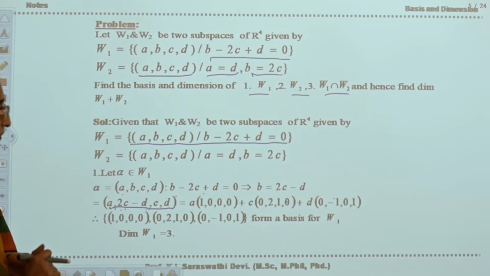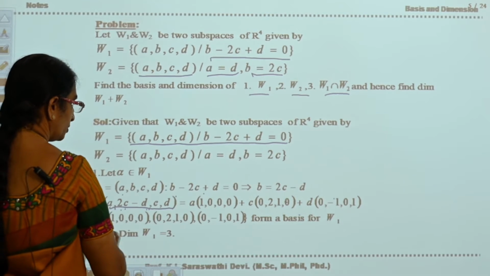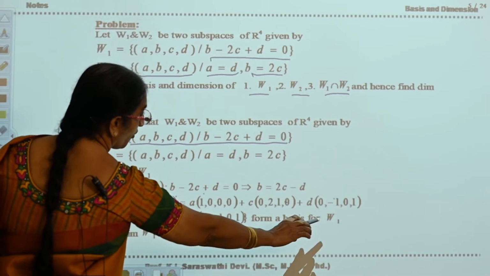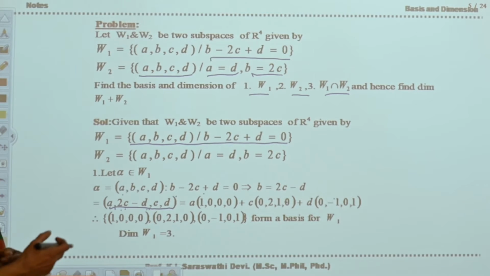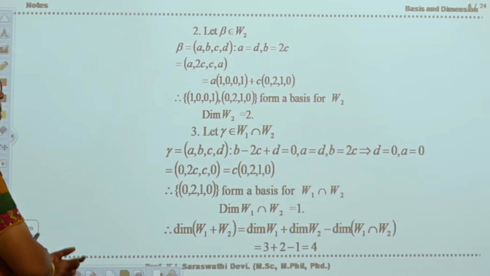Therefore, if you take the coefficients of A, 1, 0, 0, 0, 0, 2, 1, 0, 0, minus 1, 0, 1, they form the basis of W1. Dimension of W1 is equal to 3. Now is it clear? Dimension of W1 is equal to 3. Now see the next one.